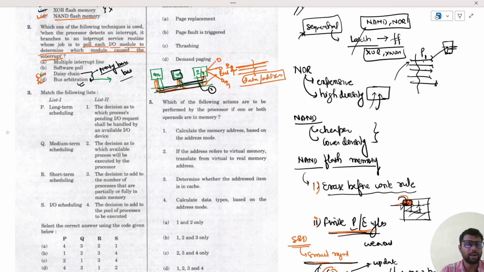it says that it branches to an interrupt service routine, ISR, whose job is to poll each IO module to determine which module caused the interrupt. The ISR's job itself is to poll each IO module to determine which module caused the interrupt. So when the processor executes, what will it do? It will do software polling. We have understood why daisy chaining is wrong and why bus arbitration is wrong. So software polling is the correct answer for this.